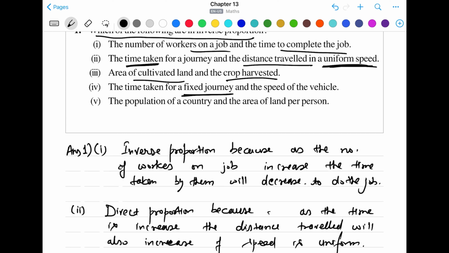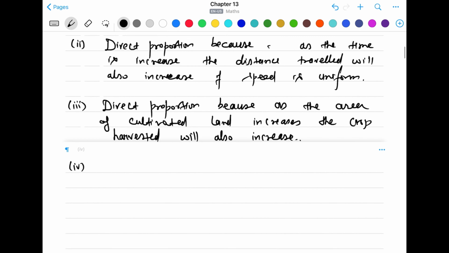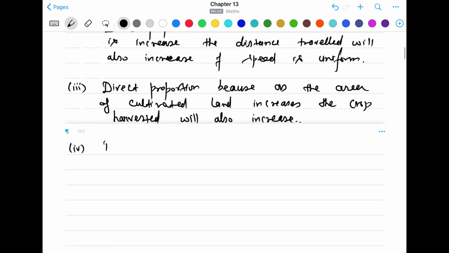If we increase our speed from 30 to 60, that means the time taken will be half. If we keep on increasing the speed, the time taken will keep decreasing for a fixed distance. By fixed journey it means fixed distance. So this one is an example of inverse proportion.